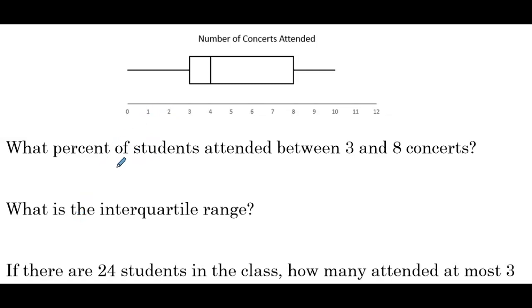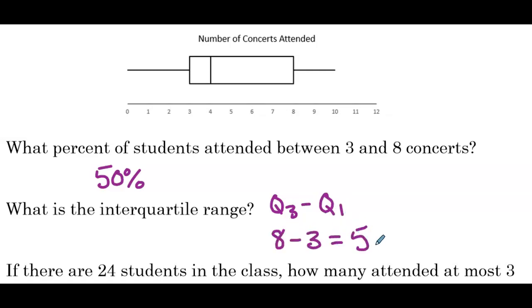Same box plot. What percent of students attended between 3 and 8 concerts? Okay, so between 3 and 8, that's between the first quartile and the third quartile. So that's going to be 25% in this part, 25% in this part. So that is 50%. 50% of the students have attended between 3 and 8 concerts. What is the interquartile range? So the interquartile range is Q3, the third quartile, minus the first quartile. So that's 8 minus 3, which is 5.